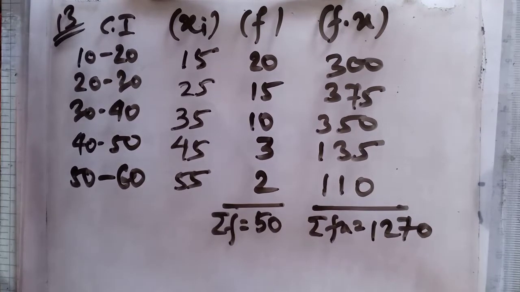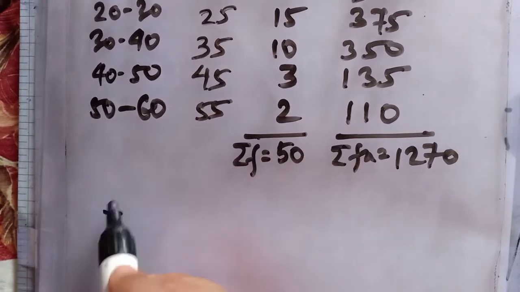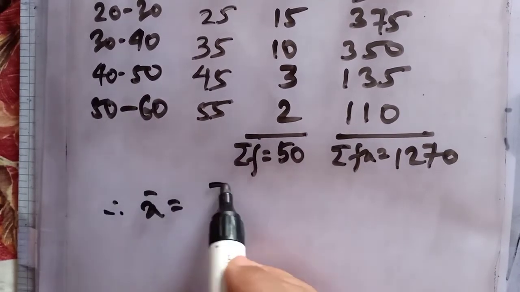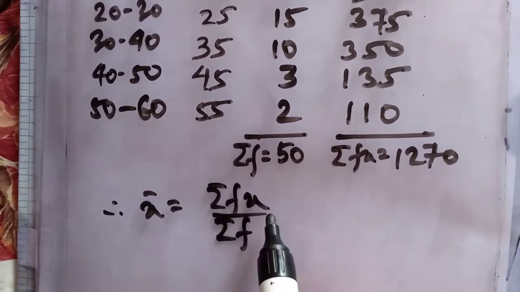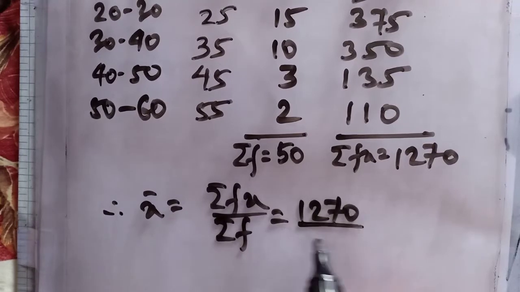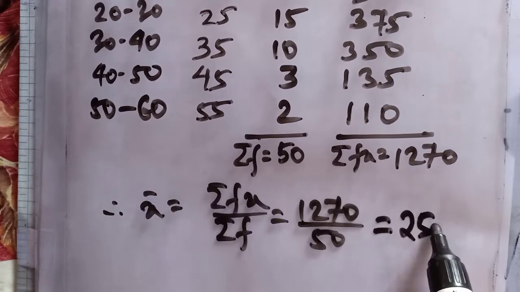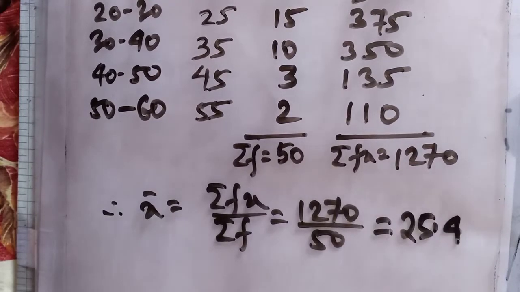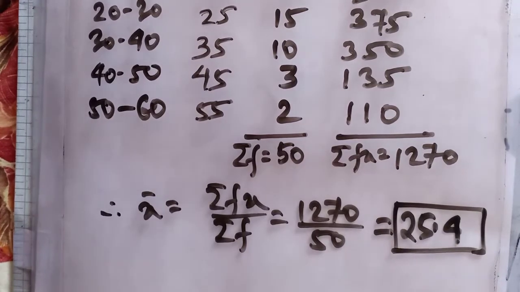So therefore to calculate mean, what you do, therefore x bar equals simply summation fx divided by summation f equals 1270 divided by 50 equals 25.4, which is your mean value. This is by the direct method.